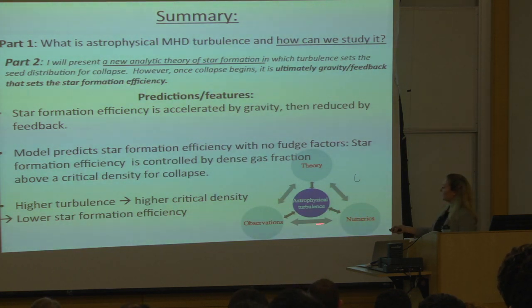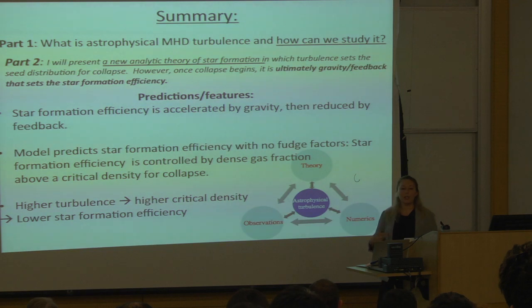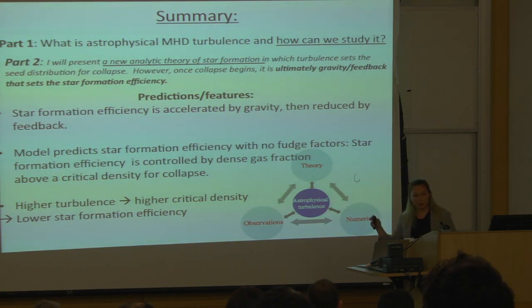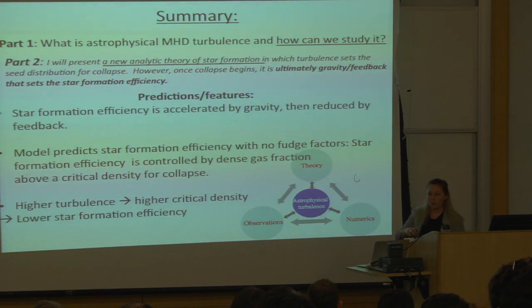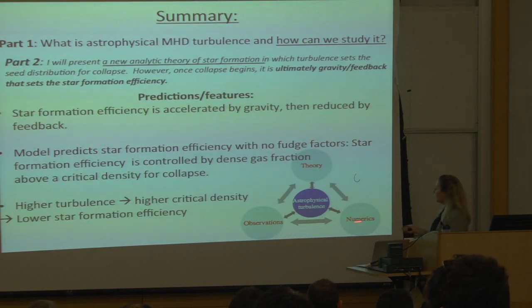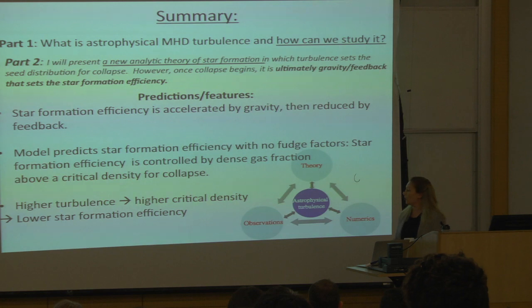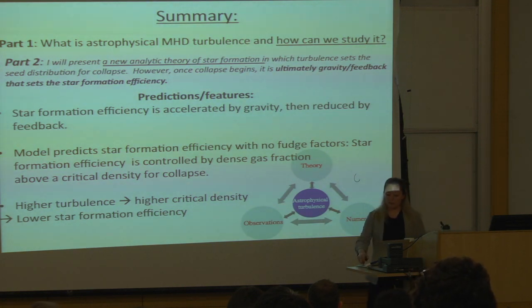And so this is really ultimately how I think about this communication of these different components: theory talking to observation, talking to numericists. I think this is ultimately what we have to do in order to make any sort of progress on any physical phenomena that magnetic fields and turbulence touch on in astrophysical situations. Because again, it's an unsolved problem.